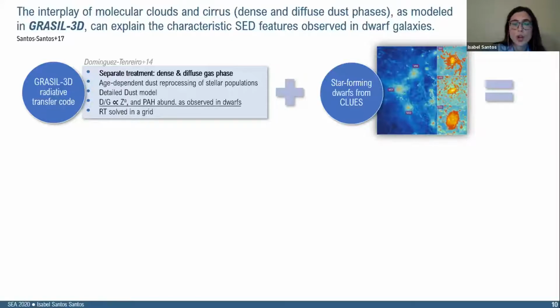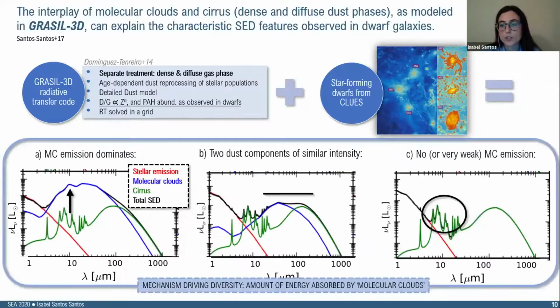The result that we obtained was that we were able to recover the diversity of spectral energy distributions observed. And more importantly, we were able to give a physical explanation to it, which is given by the behavior of molecular cloud emission. In particular, if molecular clouds absorb a high amount of energy because of the presence of young stars, they dominate the emission, as shown here, broadening the infrared peak, hiding the PAH band emission, and producing an excess of submillimeter emission.